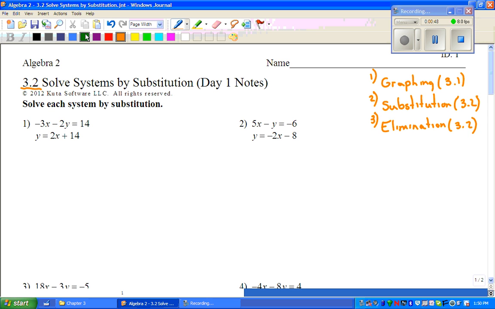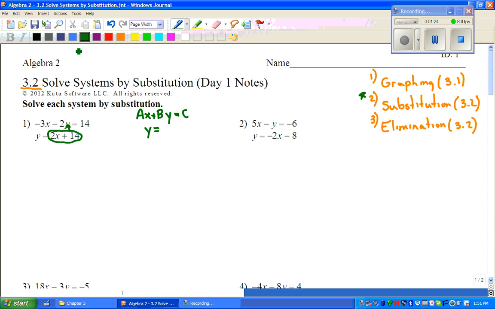All right, so for substitution, you take a look at this first equation right here. Okay, this first equation is in standard form. It is in the form of ax plus by is equal to c. The second equation, you have y equals. You have this variable right here isolated all by itself. Okay, this is a good time to use substitution because you can take whatever y is. So you see that y is 2x plus 14. And you're going to substitute it in for that y right there.